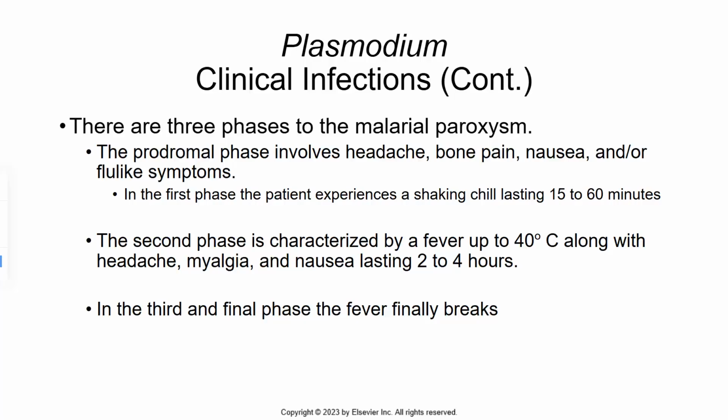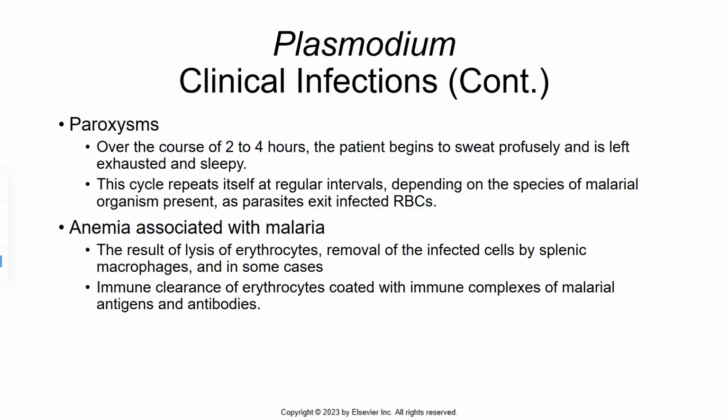In the third and final phase, the fever finally breaks. And then you're kind of like, oh, that was kind of crazy. I'm back to normal. And then the cycle starts again. Over the course of 2 to 4 hours, the patient begins to sweat profusely and is left exhausted and sleepy. This cycle repeats itself at regular intervals depending on the species of malarial organism present as the parasites exit the infected red blood cells. So as I mentioned, when we're seeing that rupturing of the red blood cells, we're going to see those cycles continue. Anemia associated with malaria, the result of lysis of erythrocytes, removal of infected cells by the splenic macrophages, and in some cases, immune clearance of erythrocytes coated with immune complexes of the malarial antigens and antibodies.